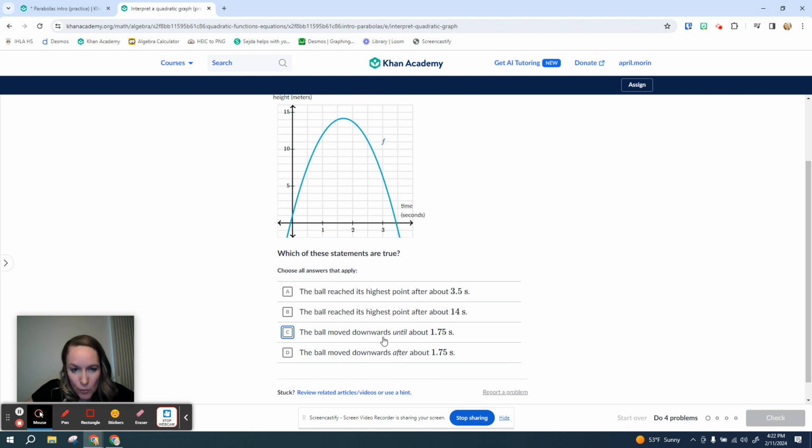The ball moved downwards until about 1.5 seconds. Well, it's going to move upwards until about 1.5 seconds, right? So 1.75. 1.5 would be here. Yeah. And then it starts moving downward at 1.75. Yeah, about that. The ball moved downwards after 1.75 seconds. Yes, exactly. So choose all the answers that apply. I really think it's only D.